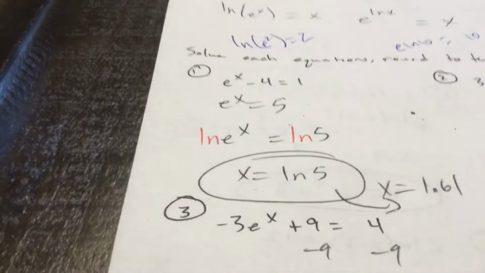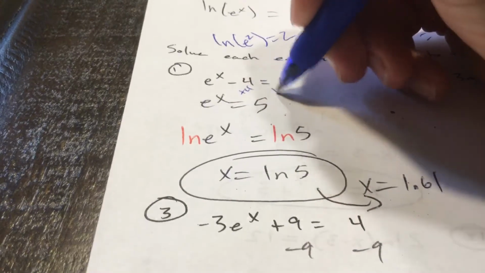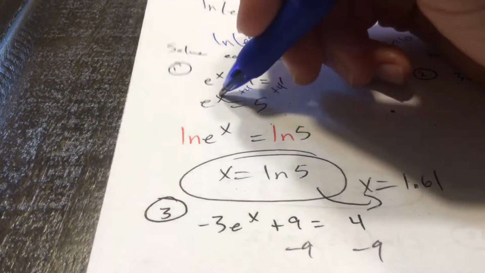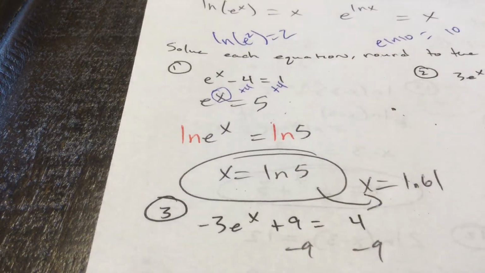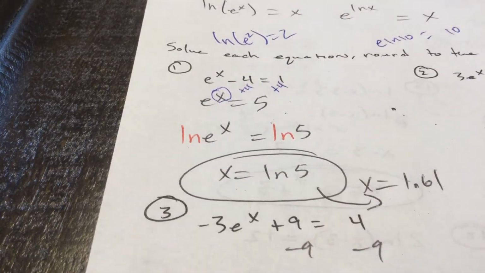Here's what I do. I have e to the x minus 4 is 1. First off, add 4 to both sides. Now I have e to the x equals 5. I want that x to come on down. The only way to make that go down is to attach natural log to both sides. If 5 equals 5, then natural log 5 equals natural log 5.